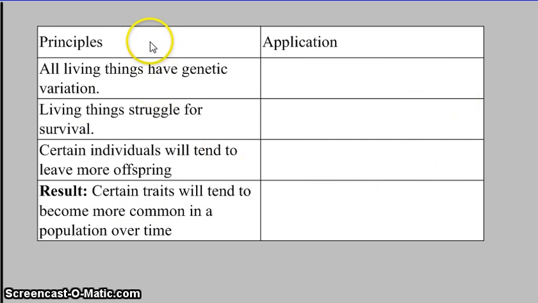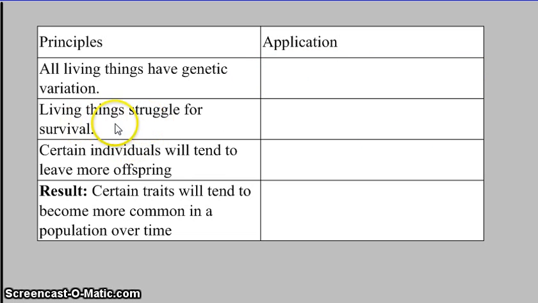So I want you to fill out a table, fill in this column, and then in this column I want you to write specifically how the katydids display this principle. How do katydids show that all living things have genetic variation? What is their genetic variation? How do they demonstrate it?